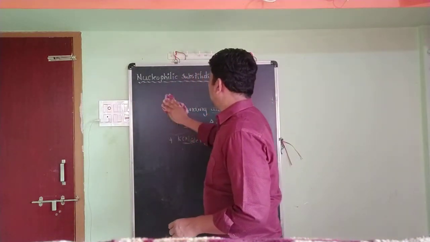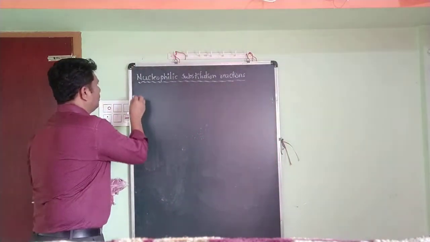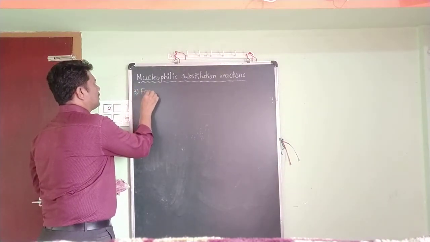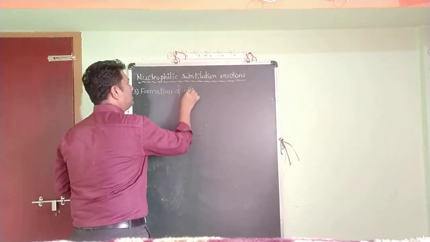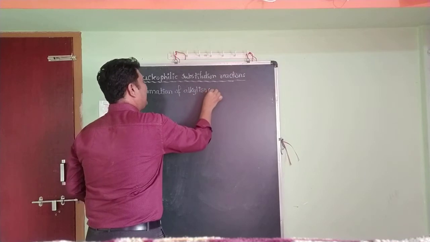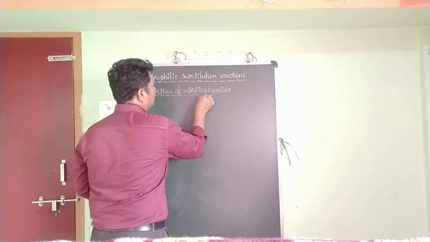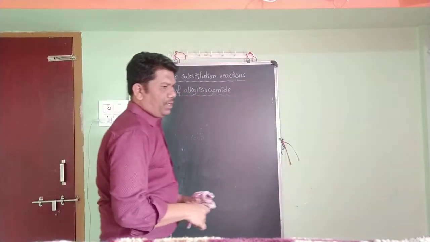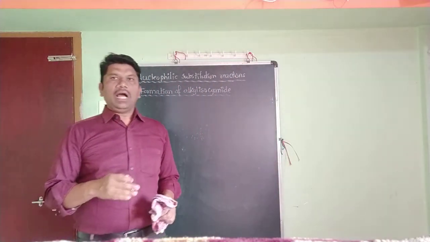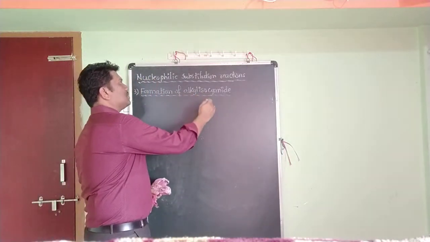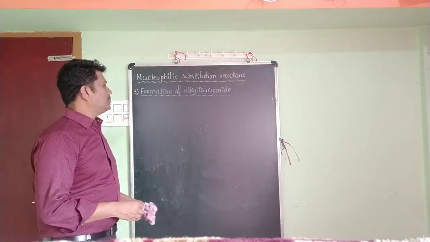What is the third nucleophilic substitution reaction? The third one is formation of alkyl isocyanide. In the previous example we took formation of alkyl cyanides, and in this example we are taking formation of alkyl isocyanides. Formation of alkyl isocyanide is an example of a nucleophilic substitution reaction. We'll see how it takes place here.